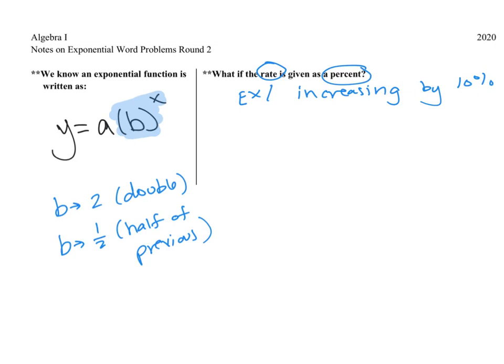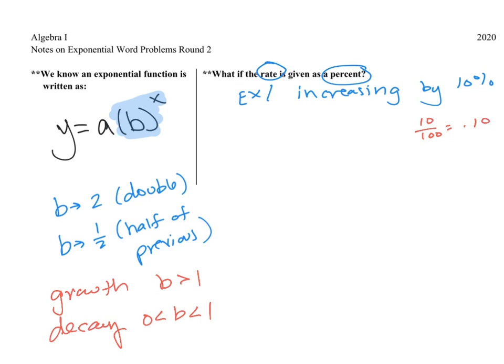Okay, so let's just put that down as a reminder. Growth is when the b value is bigger than 1, and decay is when the b value is between 0 and 1. So we get in this interesting scenario where for percentages, 10 divided by 100 is actually 0.10, and that's the number that I'm going to use as my rate. But I know that my scenario should be exponential growth because it says I'm increasing, and so I can't put 0.10 in for B because 0.10 would be decay. So what happens?